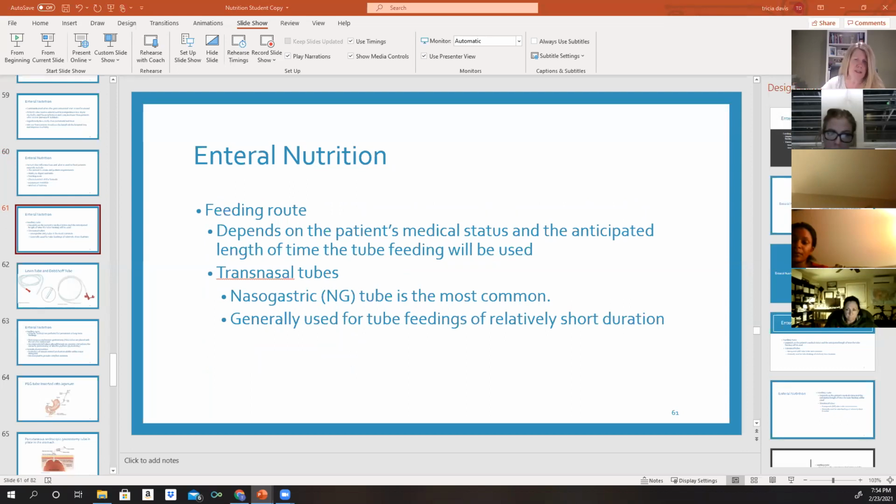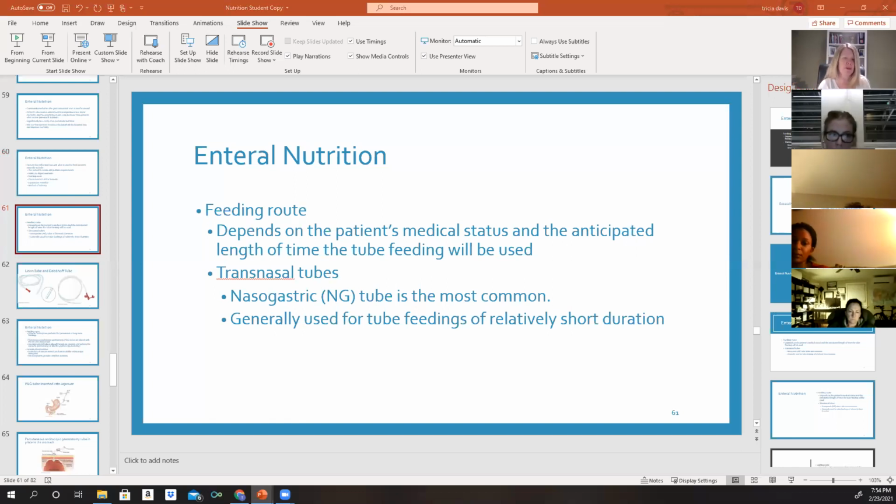So the feeding route depends on the patient's medical status and the anticipated length of time that the tube feeding is going to be used. The nasogastric tube, like I said, is the most common. And when do we want to use this? If we think they're going to need it for how long? Less than 4 days? Less than 4 weeks. 4 weeks. Yep, you got it. 4 weeks.